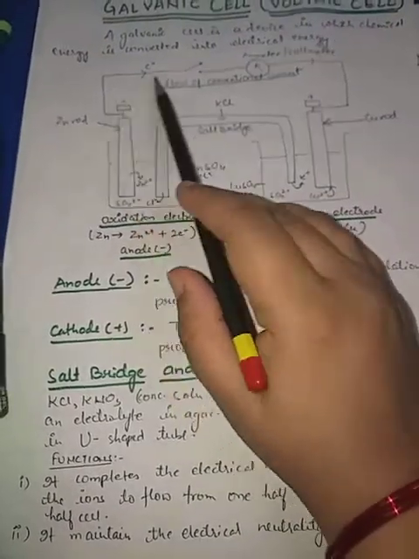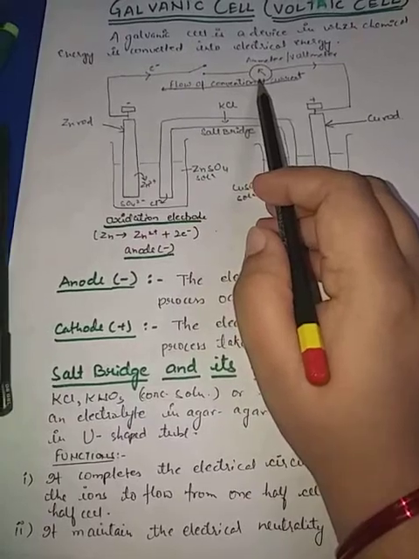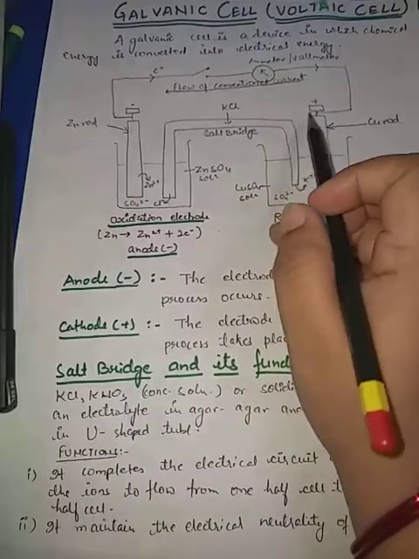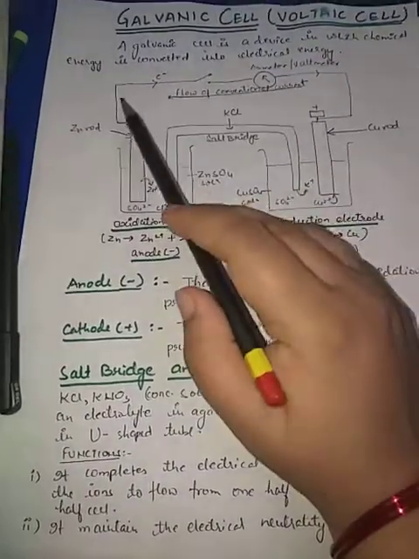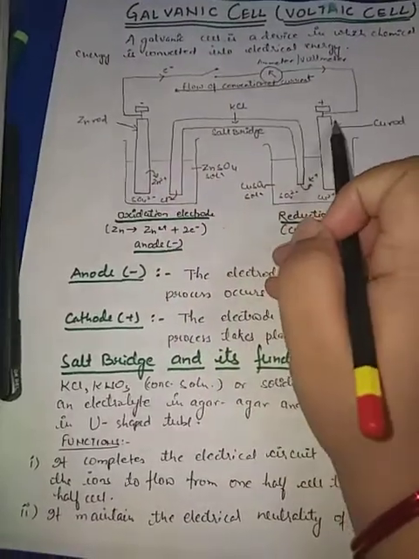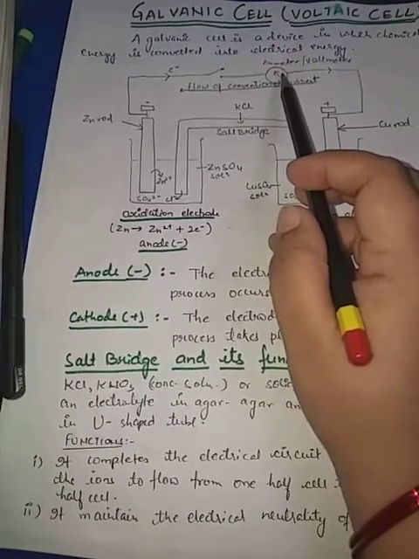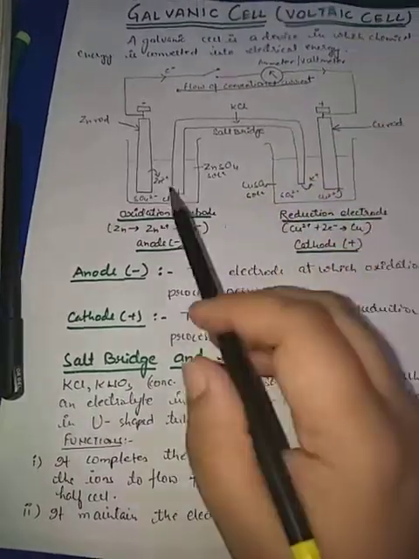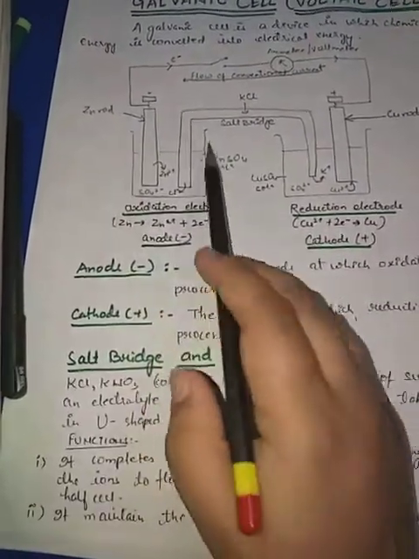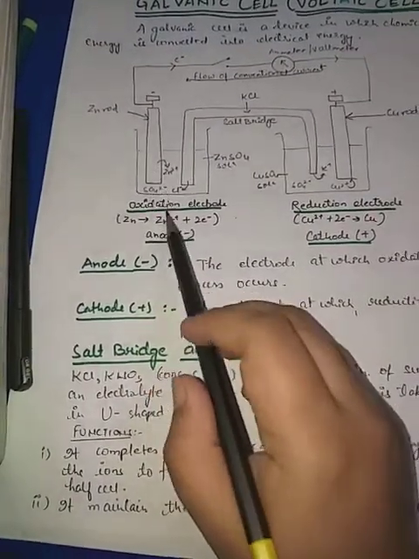Now if you see, one key is here, and an ammeter or voltmeter will be connected here to see whether the electric current is flowing through it or not. See, electrons are flowing from this direction to this direction, and current flows in the opposite direction. It means that current is flowing through it. See, this half electrode is called the oxidation electrode.